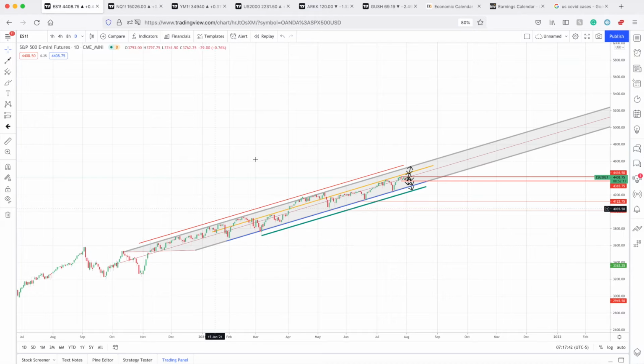So the argument that the Delta variant could cause a correction is possible. It's there. But in my opinion, the counter argument to that is much stronger.